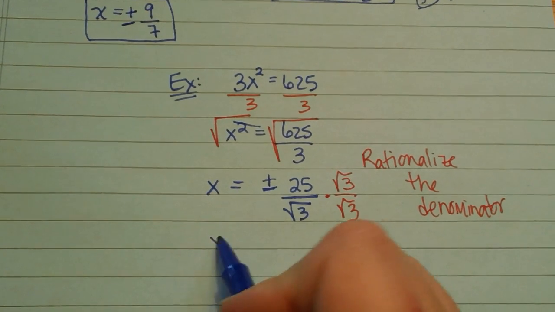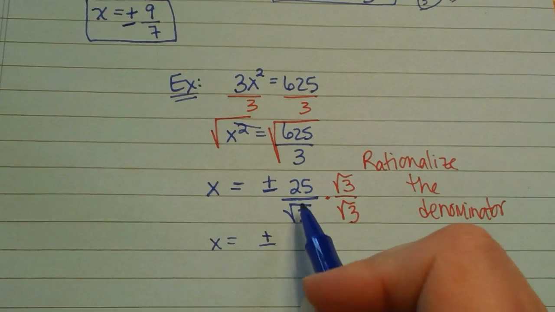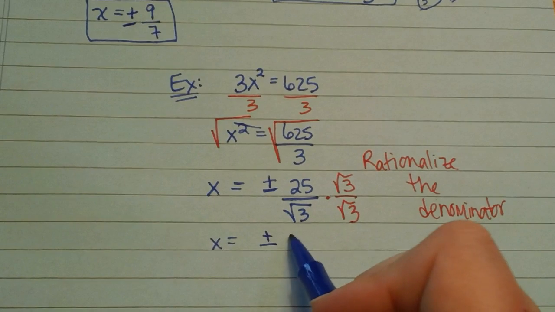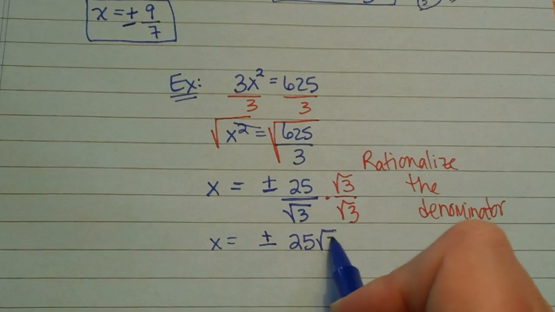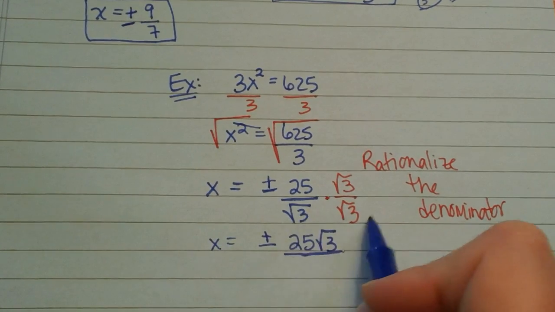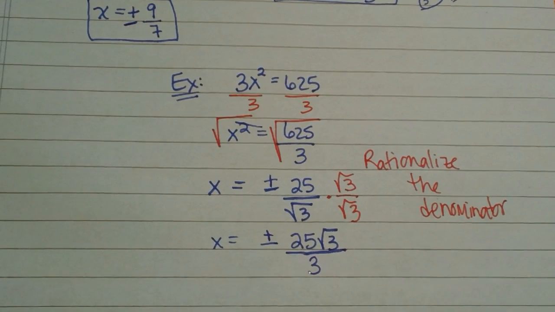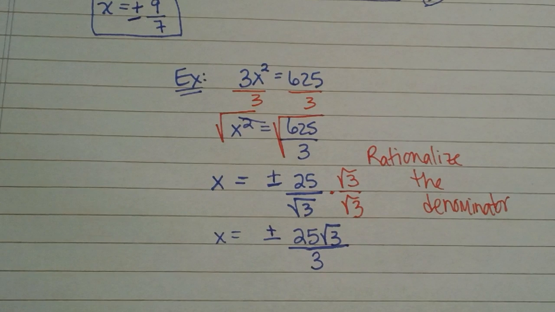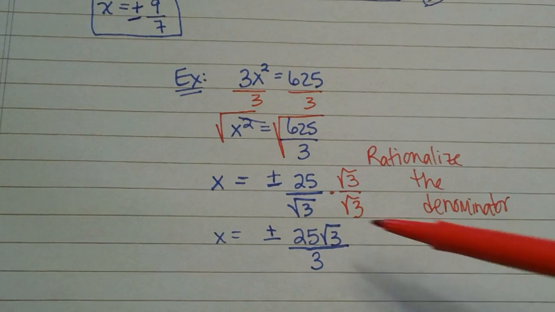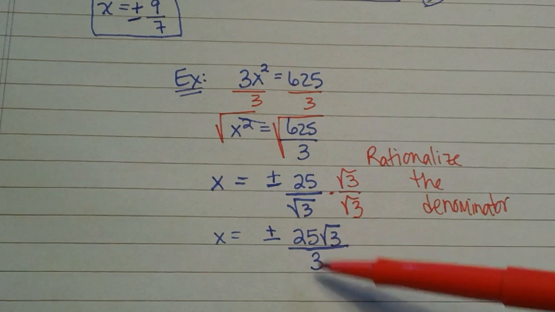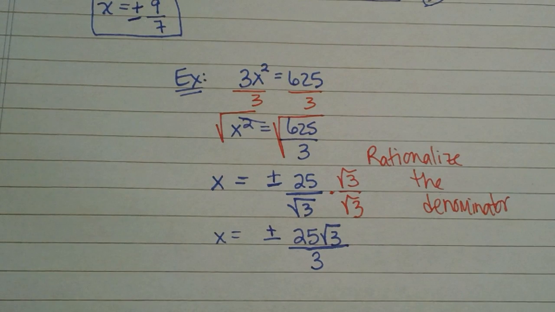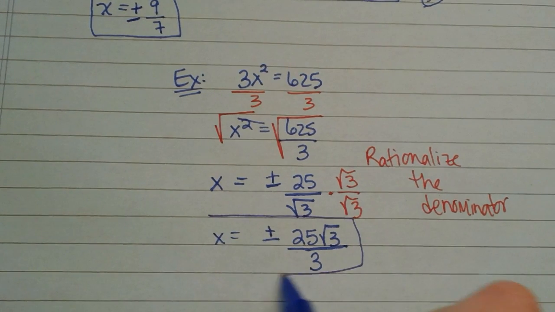So we'll have x equals plus or minus 25 times the square root of 3 stays 25 times the square root of 3, but the square root of 3 times the square root of 3 just becomes regular 3. So we have plus or minus 25 square roots of 3 over regular 3. We do want to check to see if the 25 and the 3 can simplify, but it cannot, so this problem is as simple as it's going to get, and that is our two solutions.